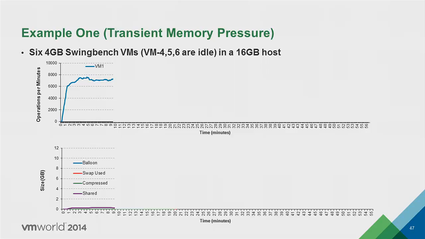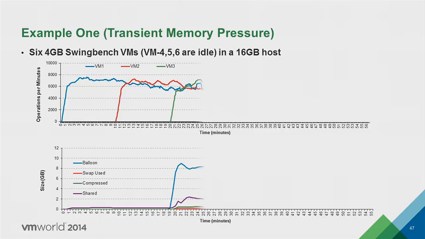VM1 runs the workload from the beginning. After 10 minutes, VM2 runs the workload. Up to this point, the host memory is not overcommitted, so those counters show values close to 0. After 20 minutes, I let VM3 run the workload. At this point, the host memory is overcommitted. As you can see from the bottom figure, all the counter values start to show up. You see high balloon memory, and you see some shared memory, some swapped memory, etc.